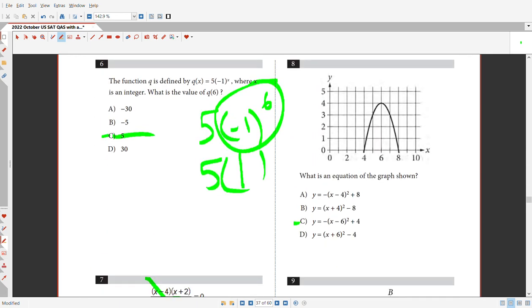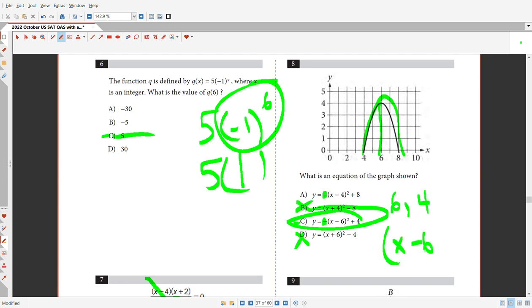Number 8. All right, it's an upside down parabola, so we need a negative in front. So B and D are out. And it looks like the axis of symmetry is at 6, so you got to pick the answer that has 6, 4 in it, and when you plug it in, it's change, keep. Change, for the vertex, you change the x value, keep the y, and it's negative because it's upside down, choice C.